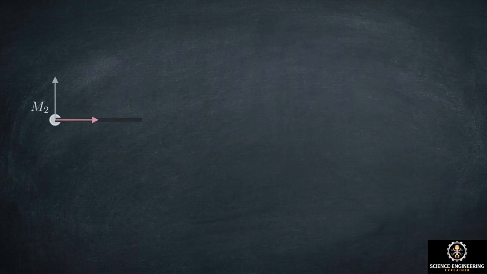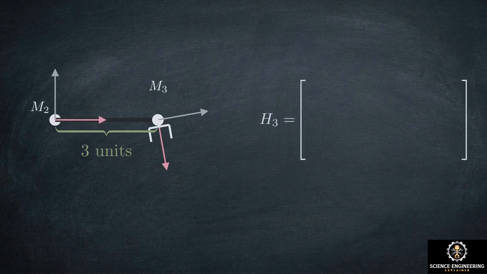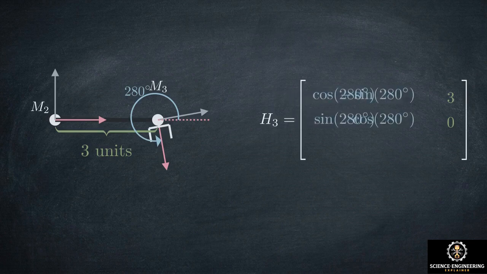Finally, we map frame M2 across the second link to the gripper, giving us frame M3. The second link's displacement is exactly 3 units along M2's local x-axis. We populate the displacement vector for our third matrix H3 with 3 and 0. We now need the final joint rotation required to orient the gripper. Tracing the counterclockwise path from M2's x-axis to M3's x-axis yields a 280-degree sweep. That 280-degree value slides into our final rotation matrix.